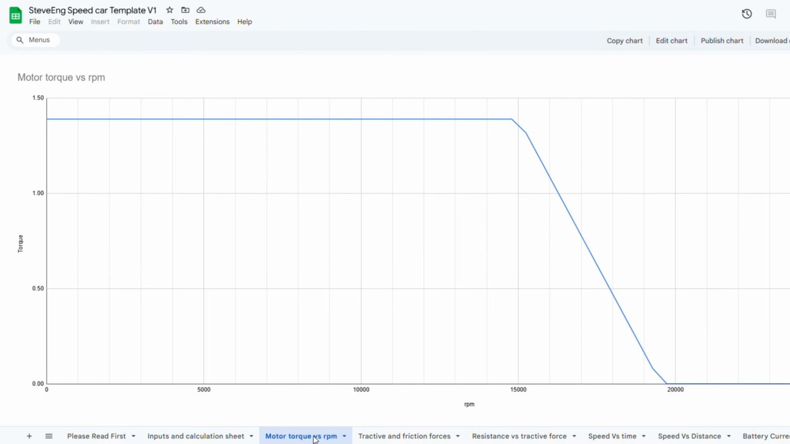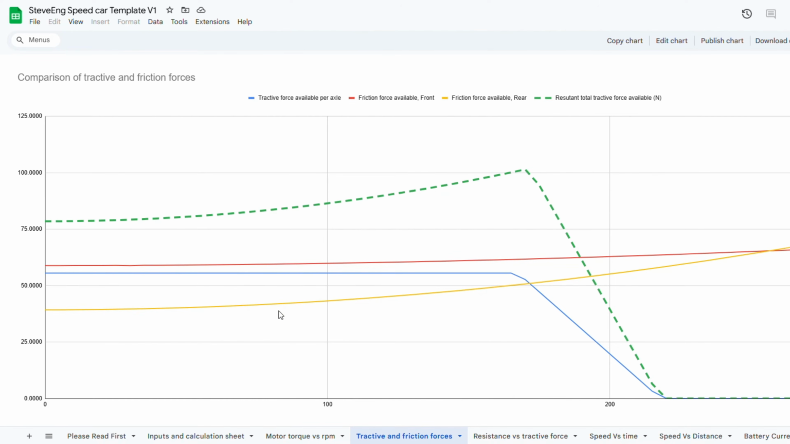So we've got the motor torque versus RPM plot that we just created manually for that 3-cell 45 amp test. The spreadsheet does that automatically. This sheet compares that motor torque and tractive force available per axle. So that's that blue curve there. If you look at the yellow curve, that's the friction force we've got available at the rear. So that shows that the tractive force is actually higher than the friction force, so we could actually easily wheelspin the rear tyres of this car.